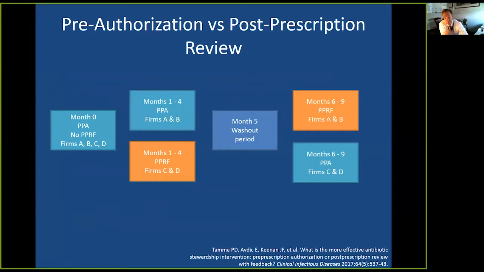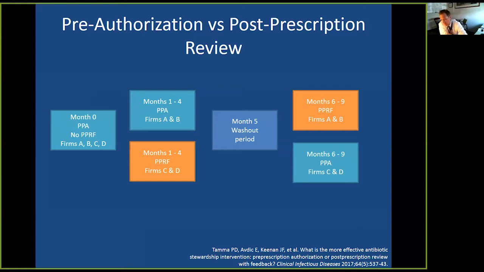So what's better, pre-authorization, i.e. restrictions, or post-prescription review of prospective audit and feedback? This has been a timely question in the stewardship literature for a long time. They're both effective, but which is better? This was a study done, you see the reference down there, that compares these two methods. This was done in a very large academic hospital out east. This was done at Hopkins.